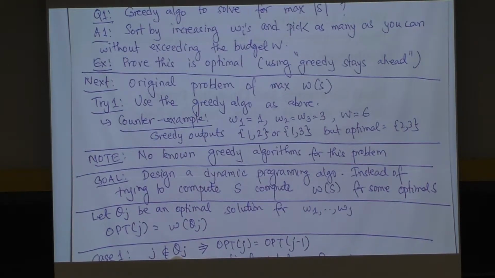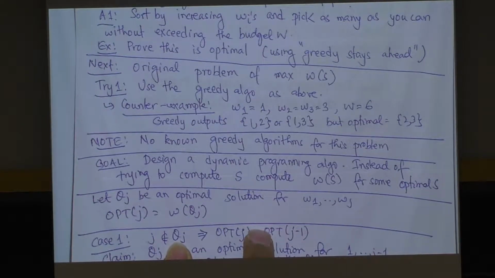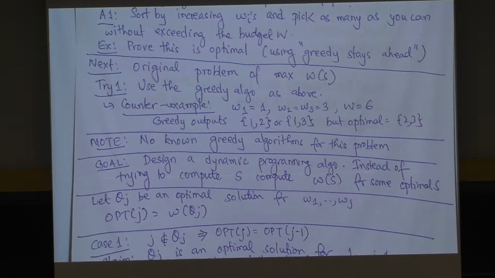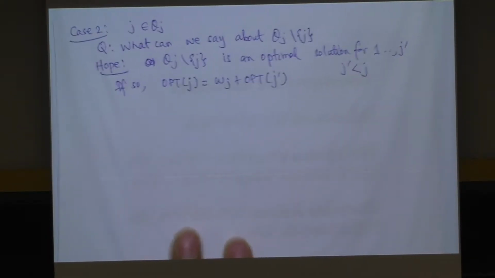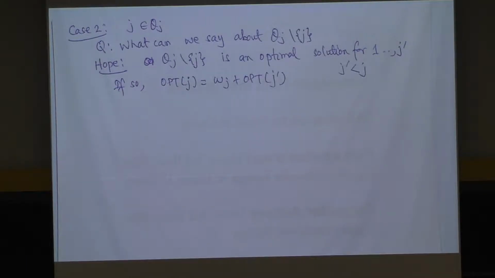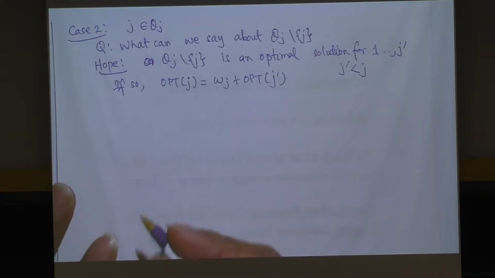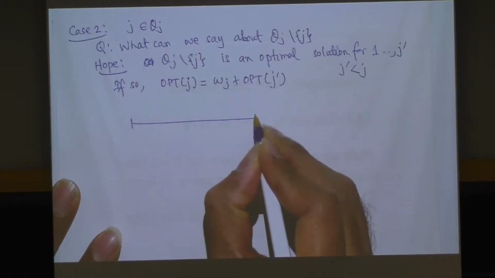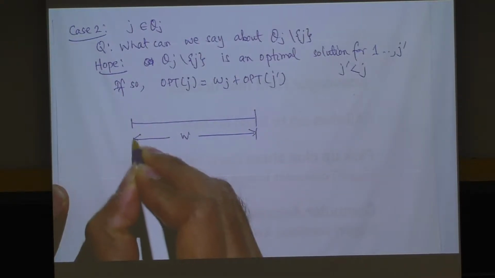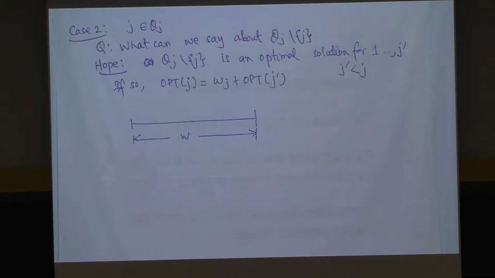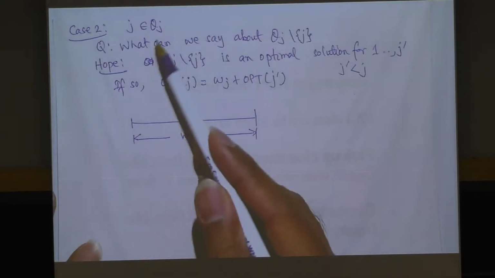Now, if J is not in opt of J, we are good, right? We are not adding anything, so the budget doesn't change. But in the case where J is in the optimal solution, then we have to keep track of budget. And here's a quick thing by picture. Let's say I originally had a budget of W for my problem from W1 to Wj. That's the budget that I started off with. And I'm saying in this case, J is in opt of J.